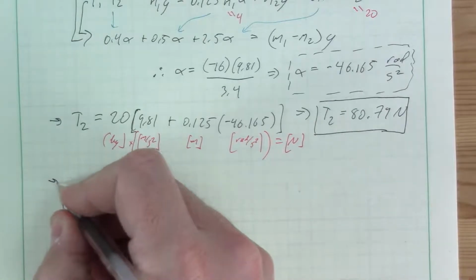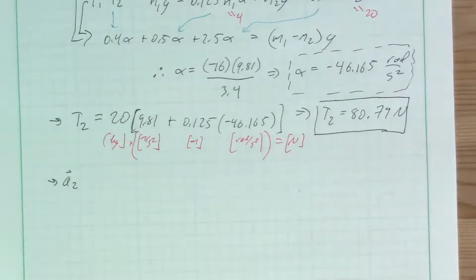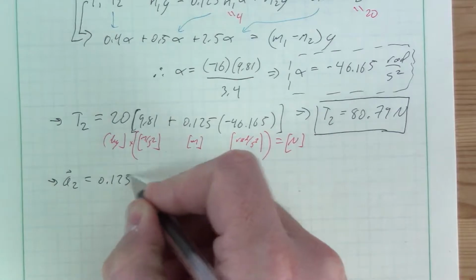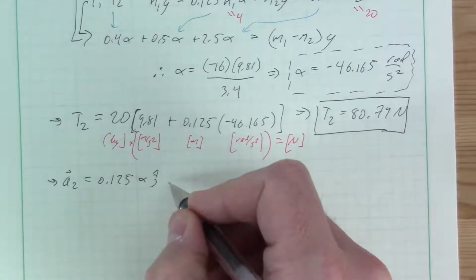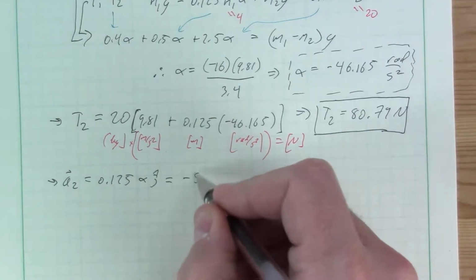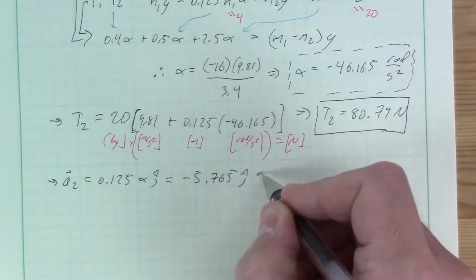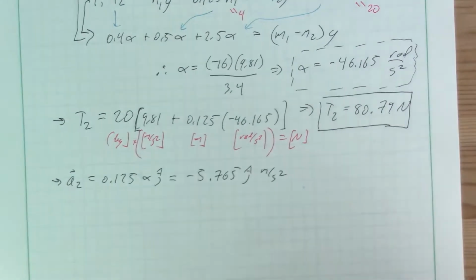To do that, we need the acceleration of 2. If we can write it as a function of time or a function of position, or if it's a constant, then we can go to our kinematics relationships. Okay. Well, the acceleration in 2, remember, was just 0.125 times alpha j, and we found alpha was negative, so this actually accelerates downward, 5.765 j hat meter per second squared, and this is a constant acceleration.